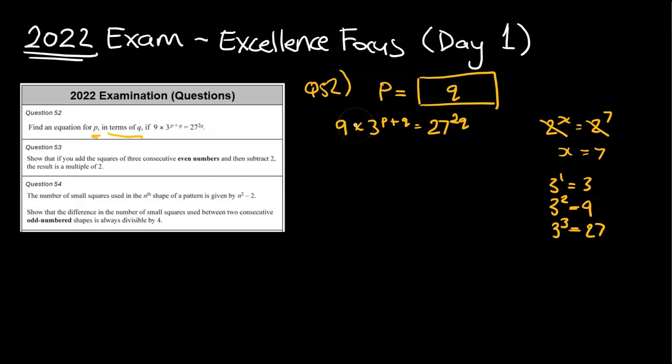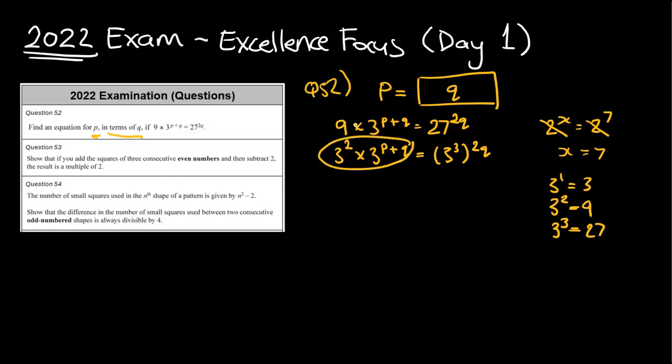So that 9 is going to become 3 squared. I'm going to times that by 3 to the power of p plus q. And then that 27, important here, I am going to wrap it in a bracket just to make the next step a bit easier on myself. So that's 3 cubed, all of that to the power of 2q.